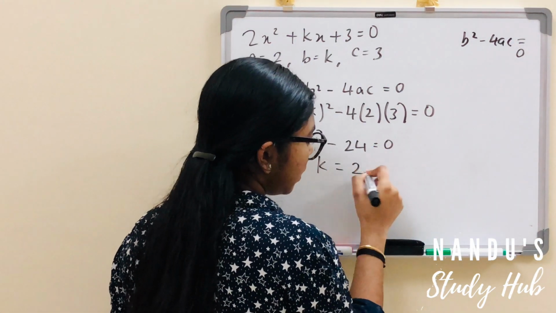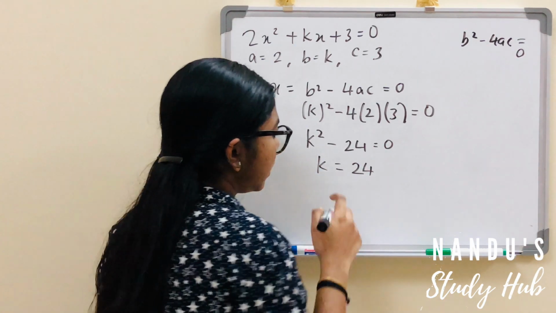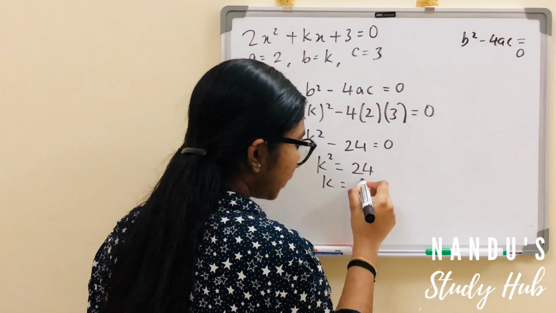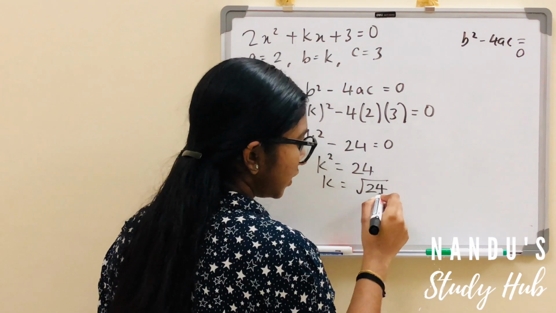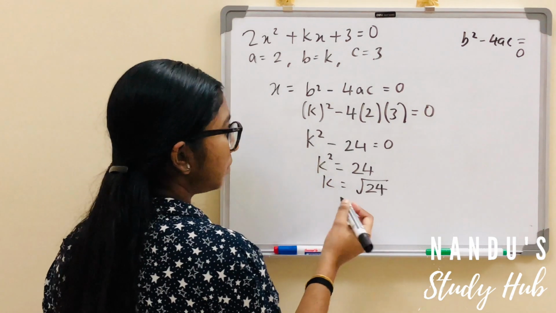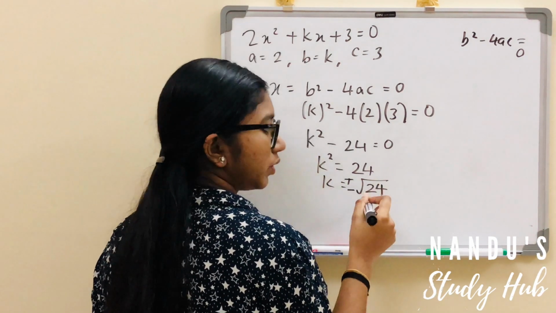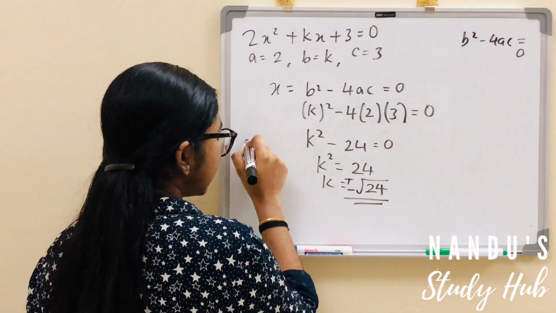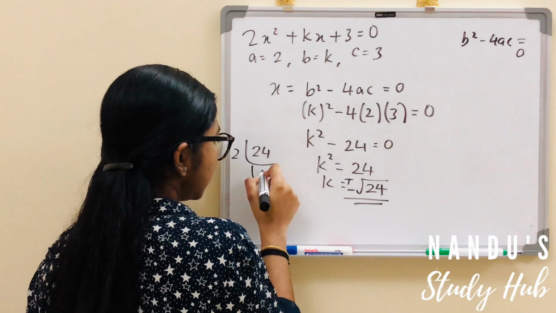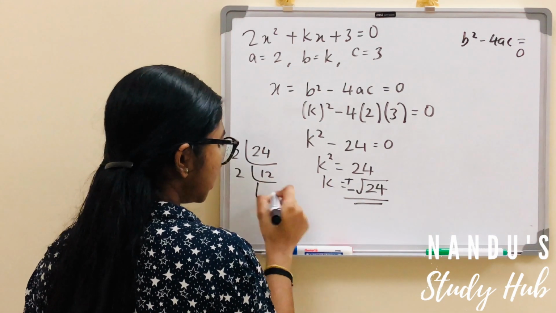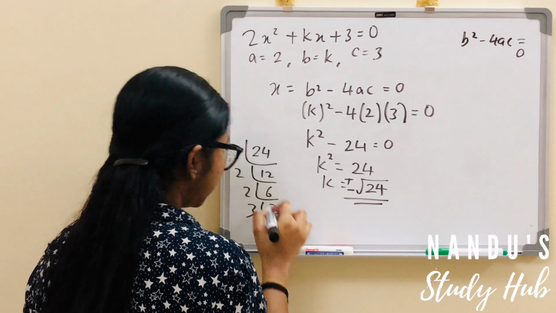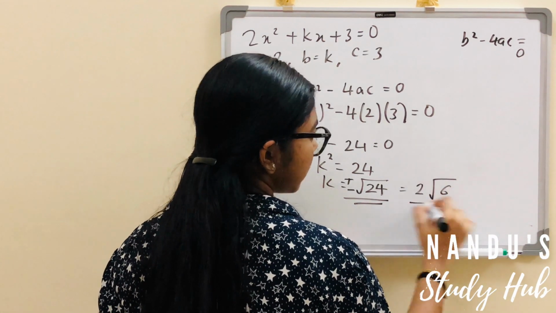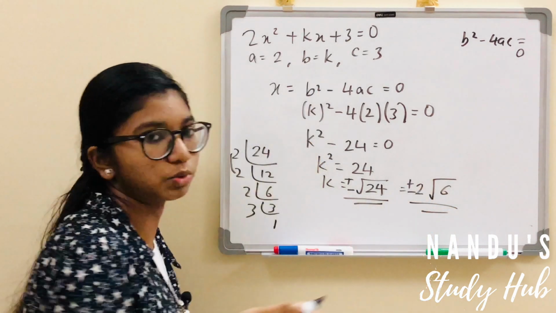So k square equals plus 24. So k will be equal to root of 24. This root of 24 can be plus or minus, so you write plus or minus root 24. And if you want to make it even simpler, you can factorize 24. So you get 24 to 12, 2, 6, 2, 3, 3, 1. So that's 2 root 6. So it can be plus or minus 2 root 6.